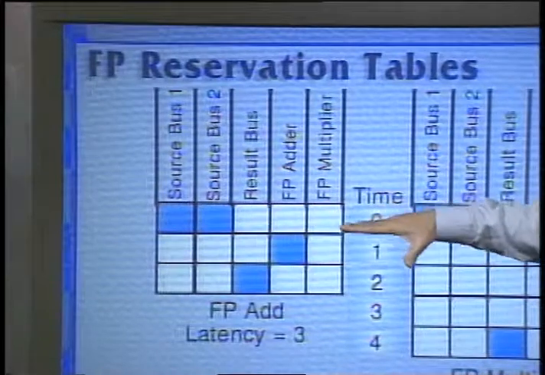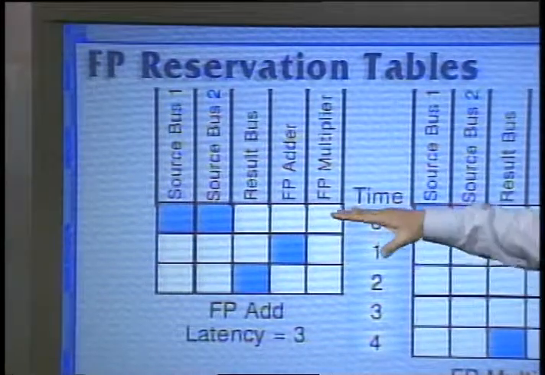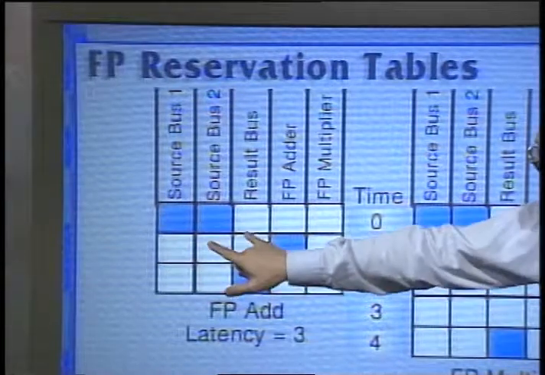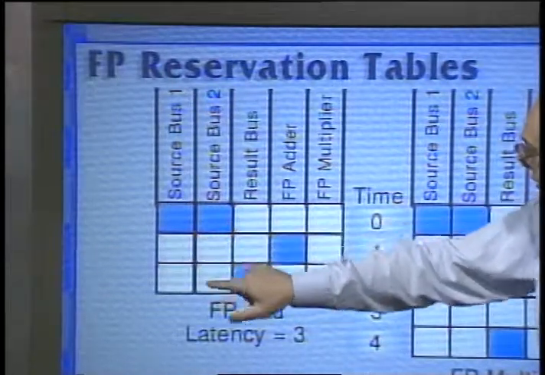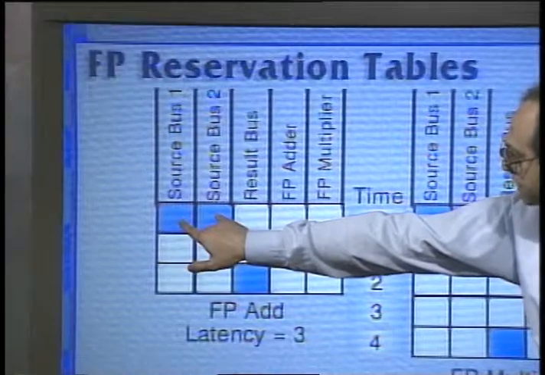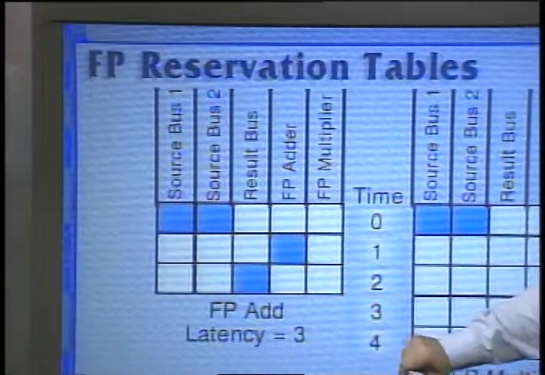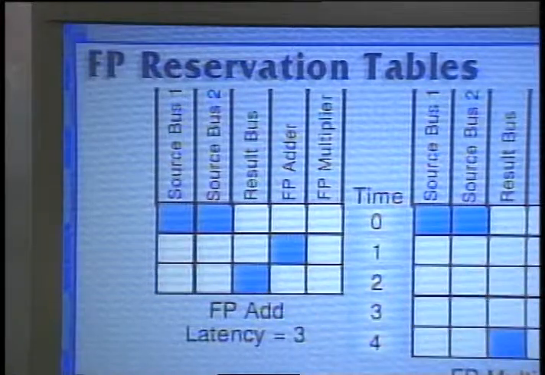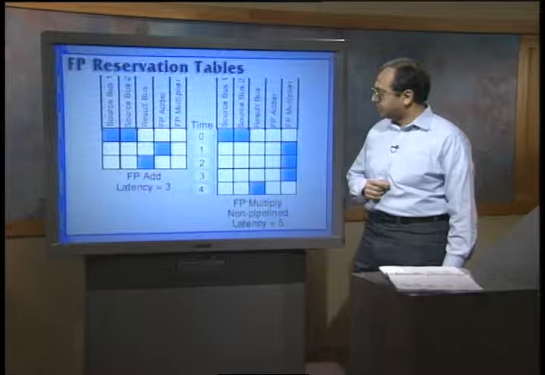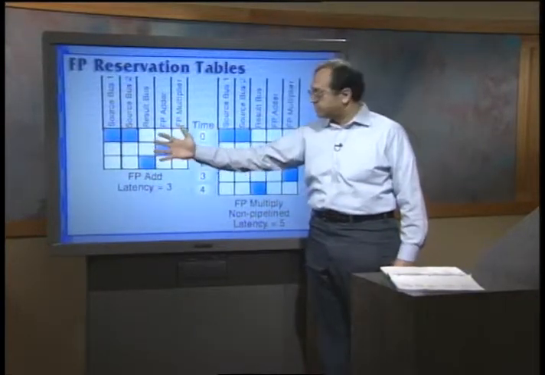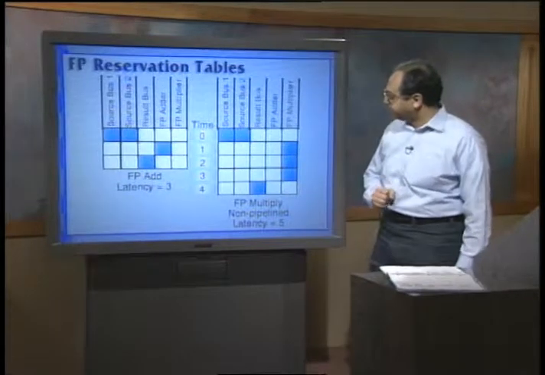Over here, we have the time relative to the cycle on which the operation was issued. And so what this says is that on the first cycle of issue, the two source buses are used by the floating point add operation. On the next cycle, the floating point adder itself is used. And then on the third cycle, the result bus is used to send the result back to the register file. So this would correspond to a 3-cycle latency floating point add.